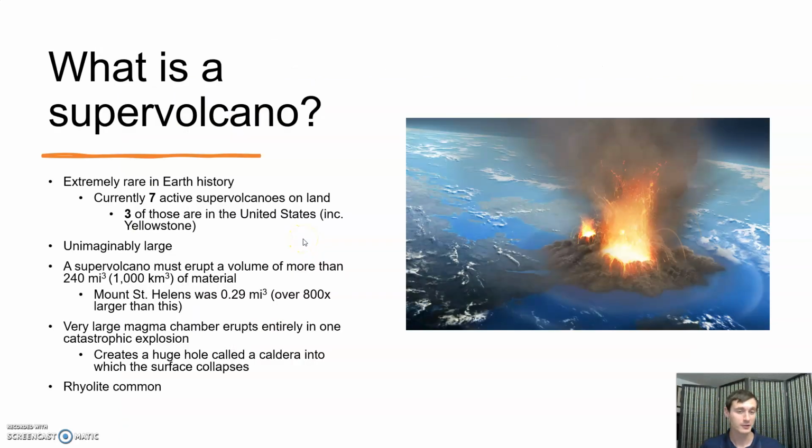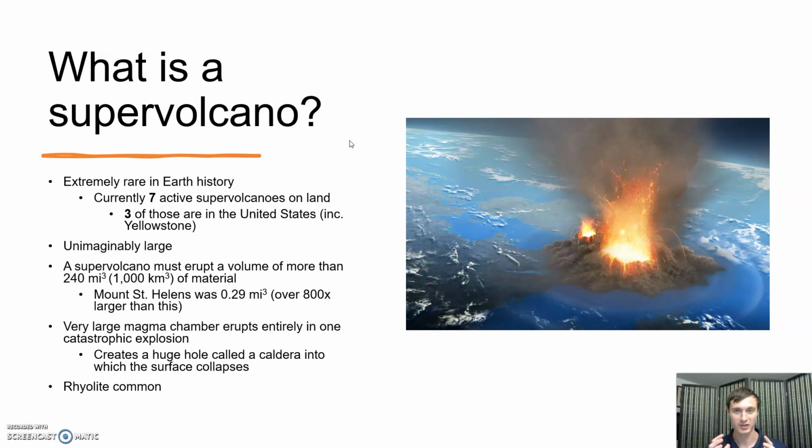And last, but certainly not least, we have our supervolcanoes. Now, these tend to be extremely rare. You got maybe 7 of them in the entire world. 3 of them are here in the United States, including everybody's favorite, Yellowstone. Now, to be a supervolcano, you have to pass the bar of 1,000 cubic kilometers of material spewed into the air if you were to erupt. For reference, Mount St. Helens is about 0.29 cubic miles. It's about 0.1% as big as something has to be a supervolcano. So 1,000 times worse than that.